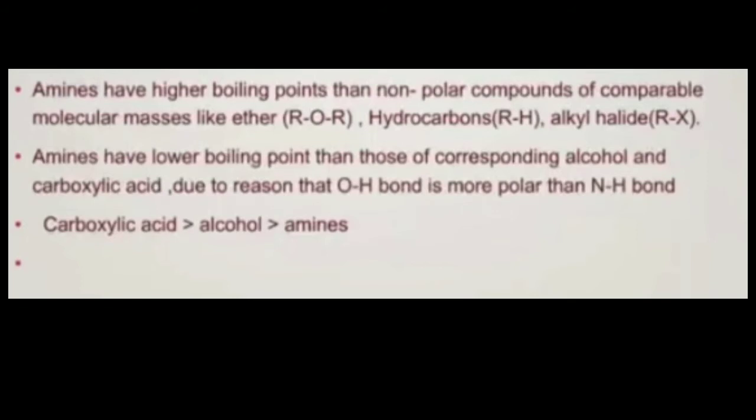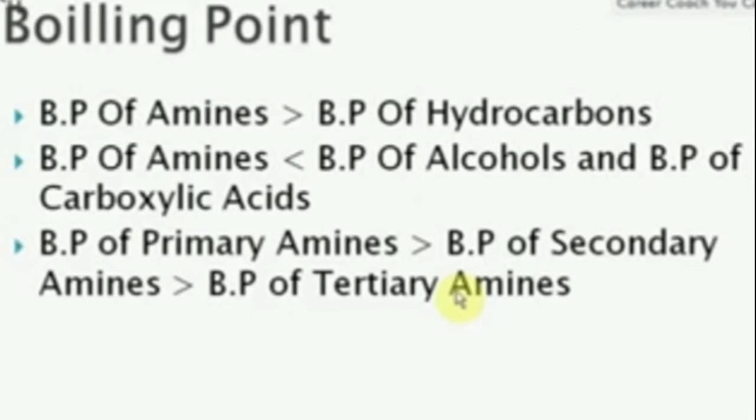Amines have a higher boiling point compared to hydrocarbons, alkyl halides, ethers, etc. But they have a lower boiling point compared to alcohols and carboxylic acids. In alcohols and carboxylic acids, the extent of hydrogen bonding is more, so they have a higher boiling point compared to amines.